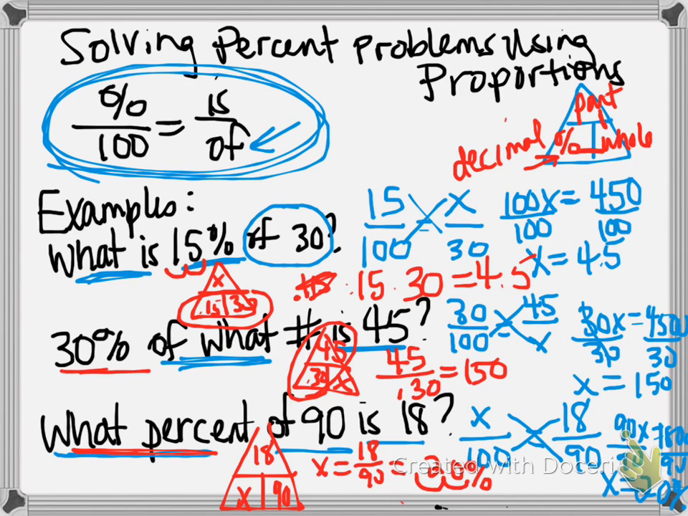Okay, two different ways to solve these problems. You can do the triangle or you can do the proportion. Either way works. So try out whichever one you best understand. Go ahead and do the U-tries, and we will go over it tomorrow.